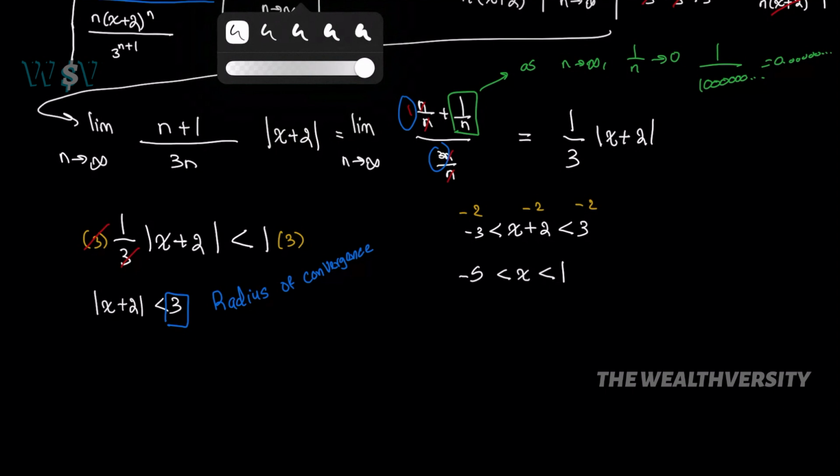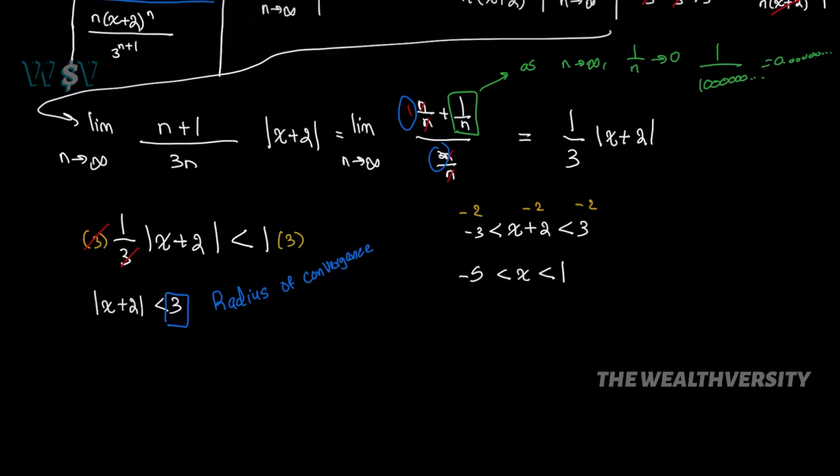Now the last step is to check our endpoints. This means we will check if the series is convergent at negative 5 and 1. If they are, then we will add a greater than or equal to sign or a less than or equal to sign, as opposed to just greater than or less than. To check endpoints, we sub each endpoint into the series.